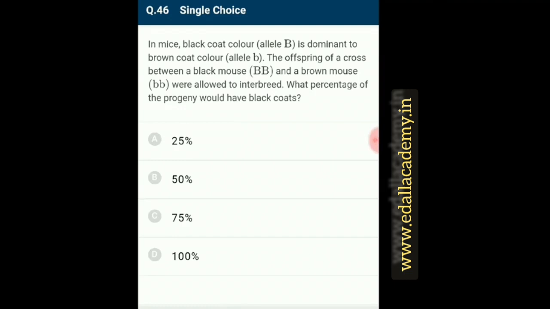Mendel derived the law of dominance, which states that when an organism is heterozygous for a trait, meaning it has two different alleles for that gene, the allele that is expressed is the dominant one. So the answer for this question is option C, 75%.